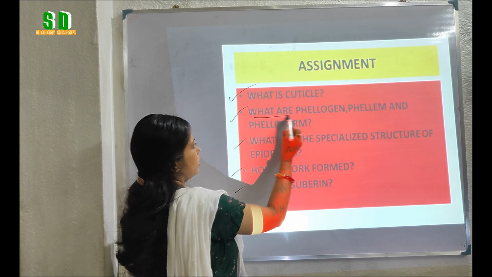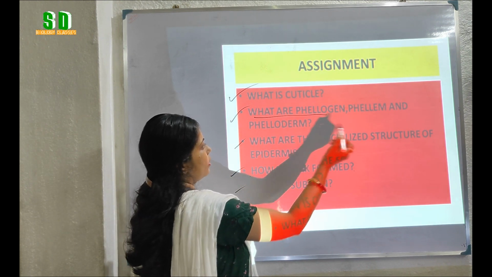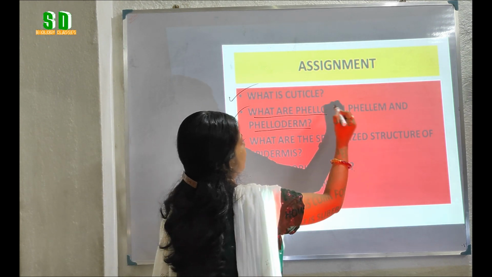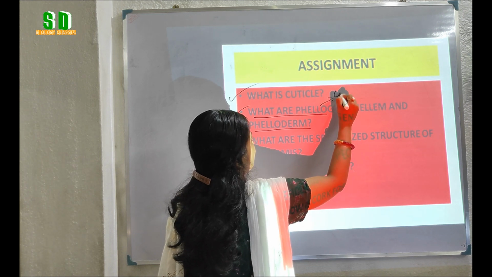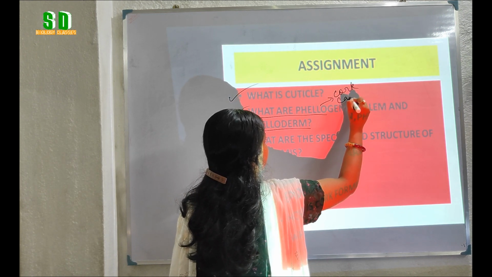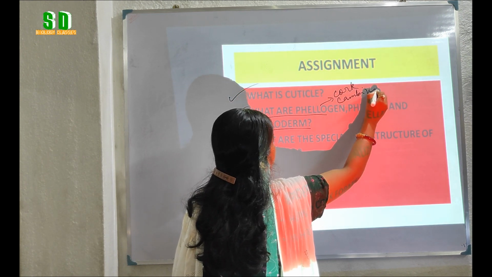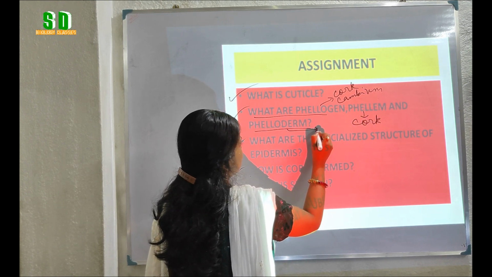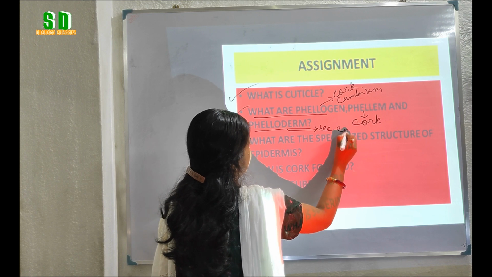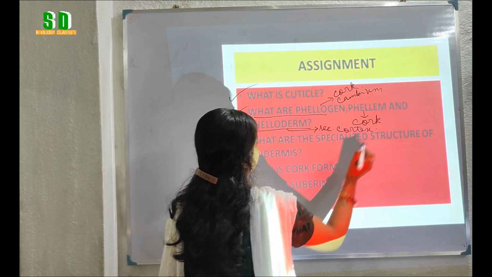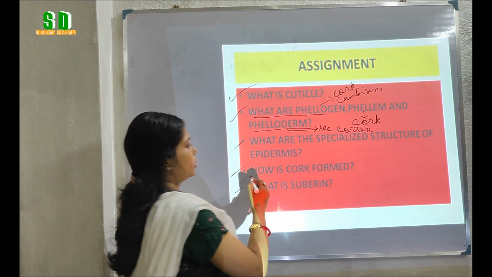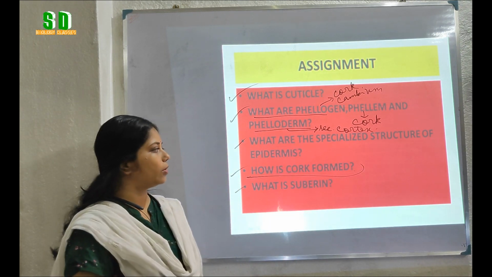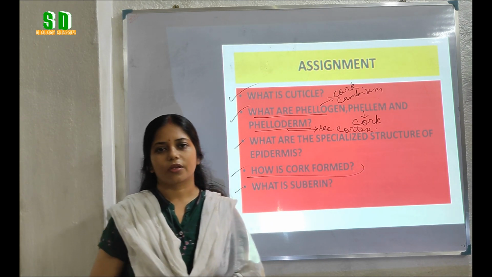So students, here we have a question. What are phellogen, phellem and phelloderm? Phellogen is the cork cambium. Phellem is the cork layer and phelloderm is the secondary cortex. And you will get the answer to how cork is formed from the video very well.